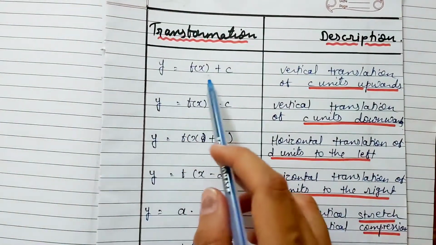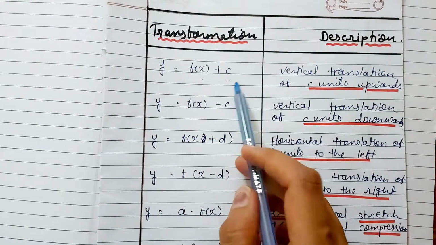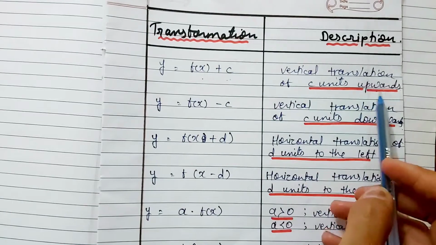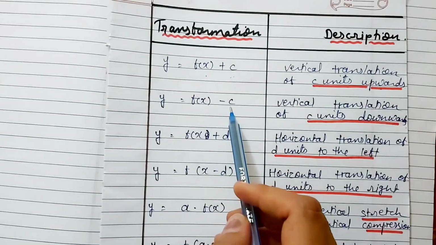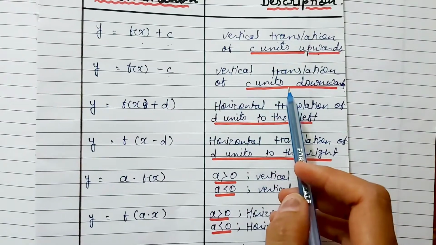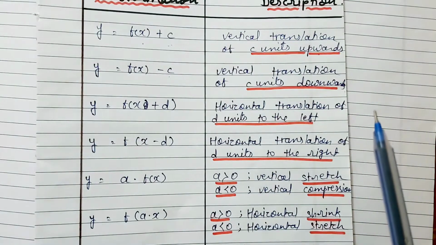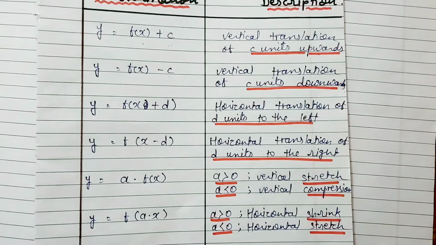It says that y is equal to f of x plus c. So basically if my c value is a positive value, it means that my function is moving c units upwards. Okay, it denotes vertical translation of c units upwards. Similarly, if my c sign is a negative sign, it means that my function is moving c units downwards. So this c value denotes vertical translation. Again, a positive c value means the function is moving c units upwards. A negative c means that the function is moving c units downwards.